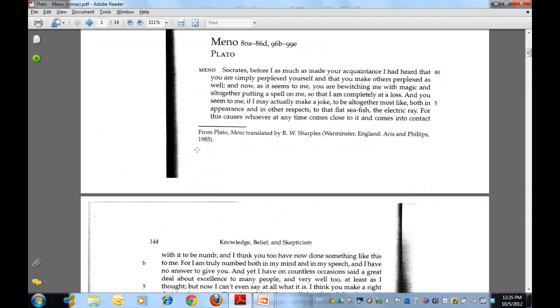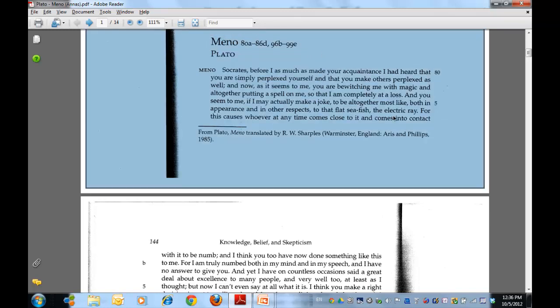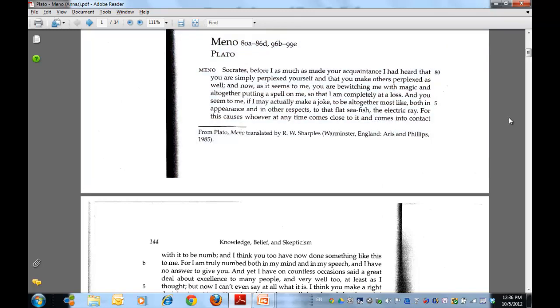So let's jump over and take a look at the textbook. You notice we're now at the bottom of page 143. At the top of our page, where I'm highlighting, it says Meno 80A through AD, comma 96B through 99E. As I mentioned, these are the Stephanus numbers that relate to the original Greek manuscript, and you see they're numbered sequentially, and then A, B, C, D.